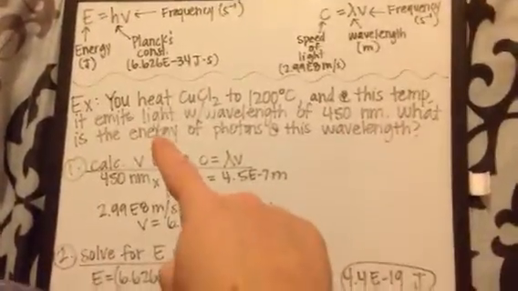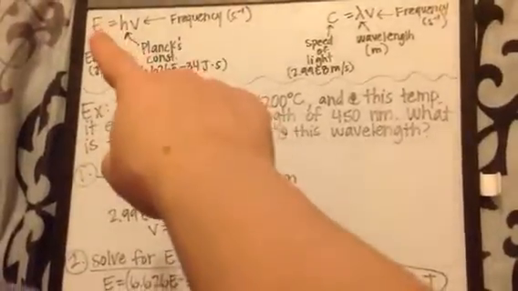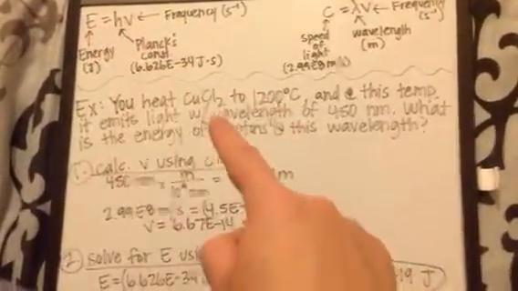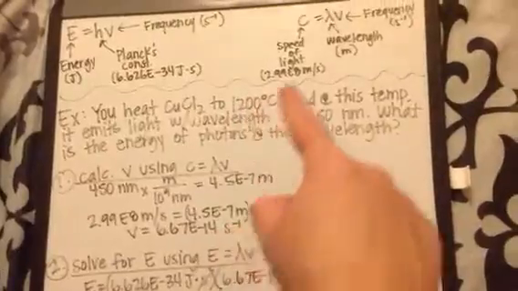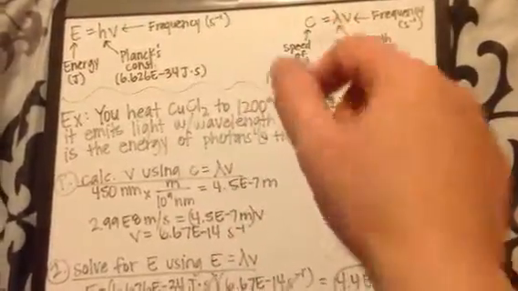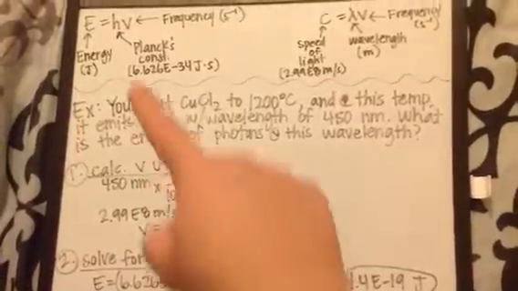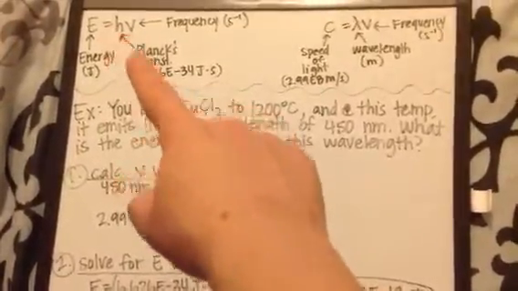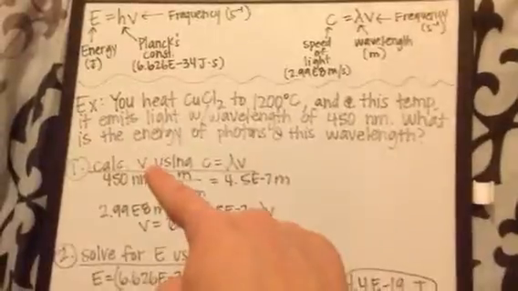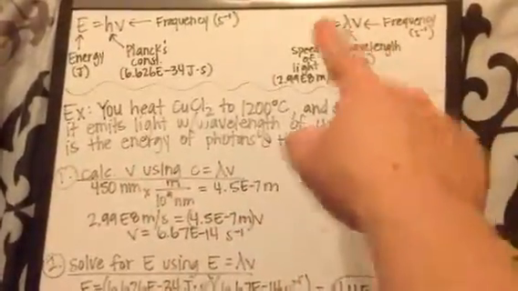Alright, so if we're ultimately solving for energy, that means that we need to be using this equation. But the problem only gives us enough information to start out by using this one. So first of all, we have to calculate the frequency, right? Because we can't use this equation unless we know frequency. And the only way we can get frequency is from our first equation.